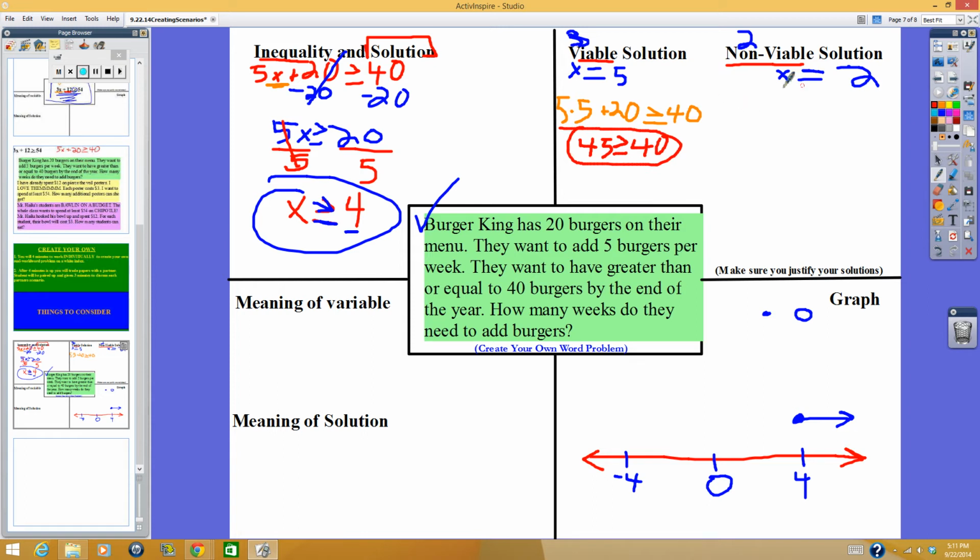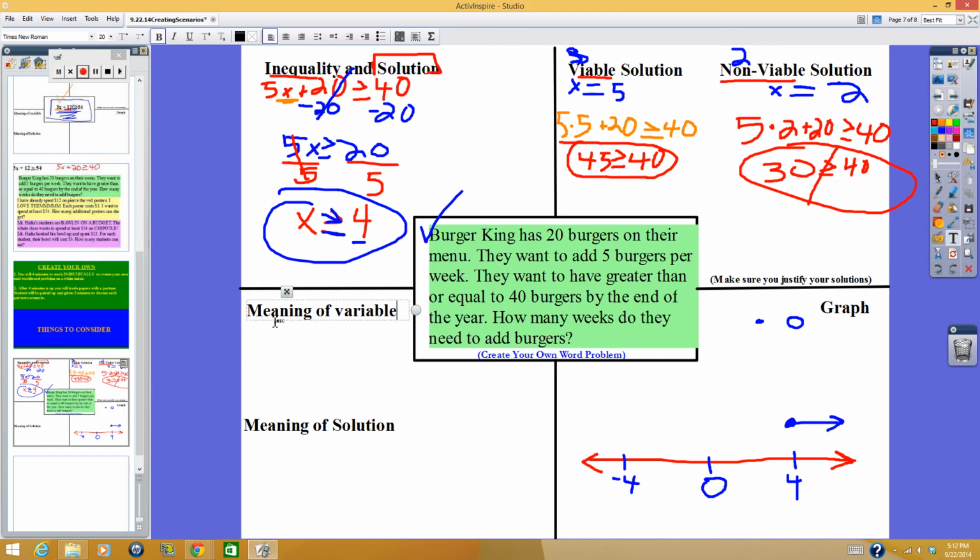Now I'm going to rewrite it, but for my x, this time it's going to be 5 times 2 plus 20 is greater than or equal to 40. 5 times 2 is 10. 10 plus 20 is 30. So this one is non-viable because 30 is not greater than or equal to 40. Okay? Now let's jump to the last 2 boxes.